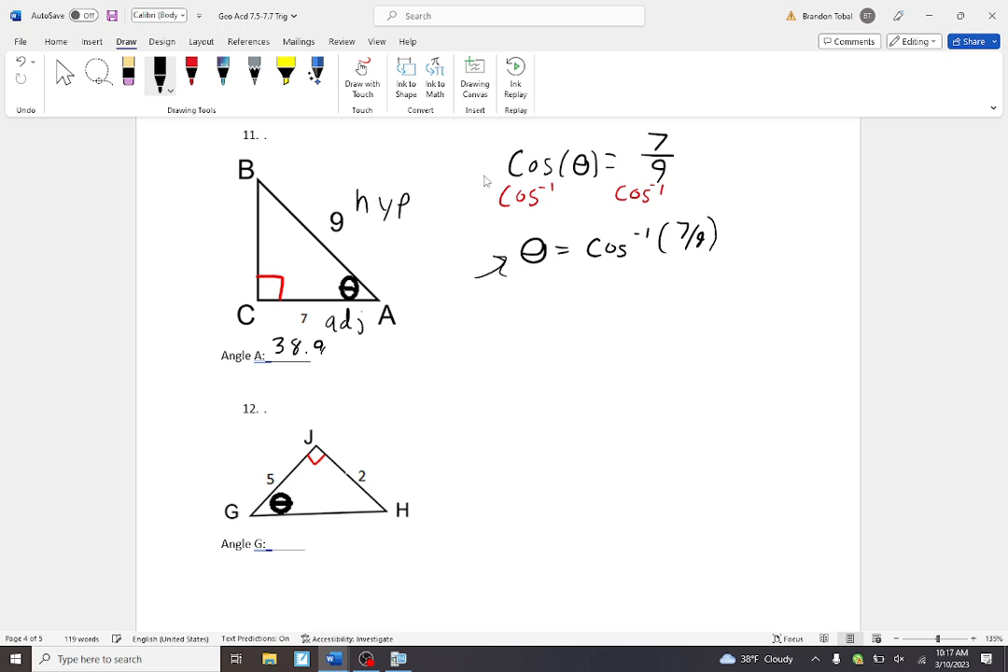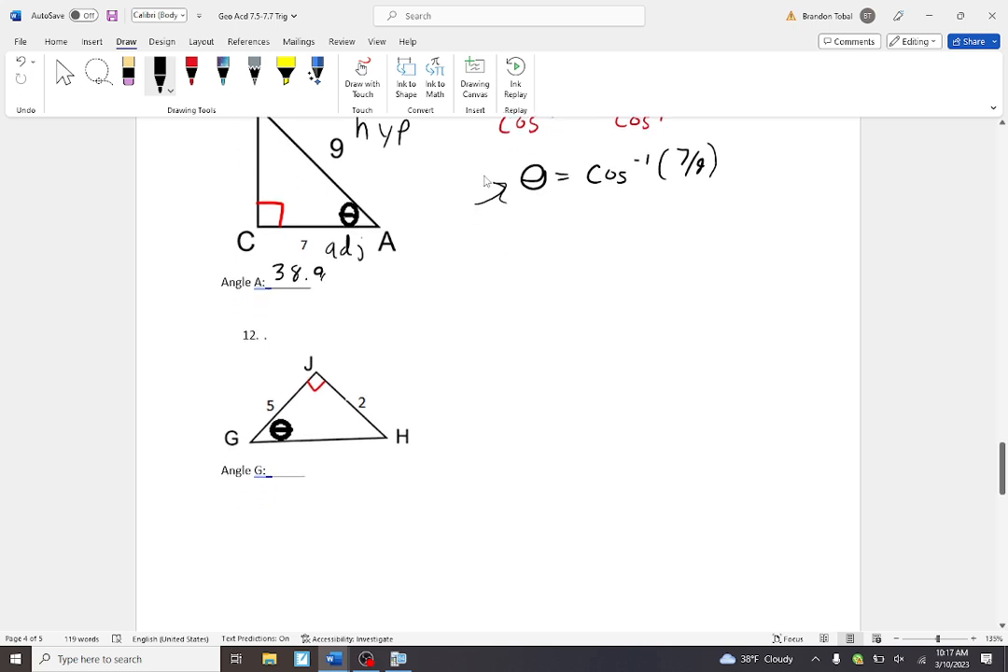All right. This one is 12. We're looking at angle G. So angle G is opposite over... What is 2 in this case? Opposite. Yes, opposite from G. What is 5 in this case? Adjacent, so opposite over adjacent. Because it's opposite over adjacent, we use TOA, tan.